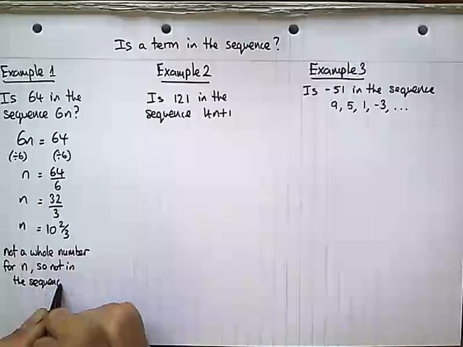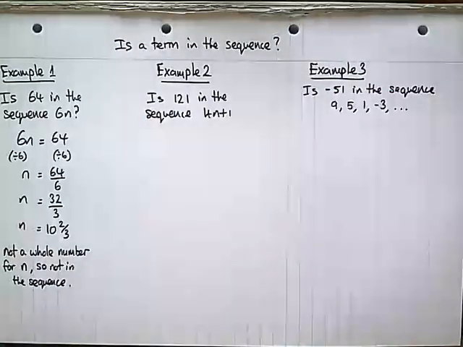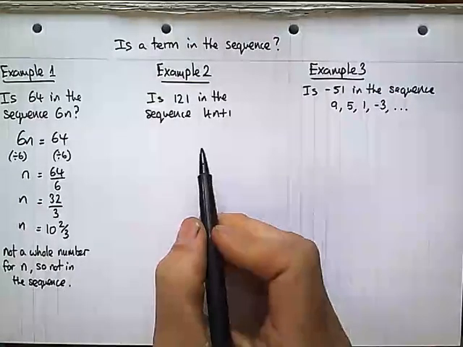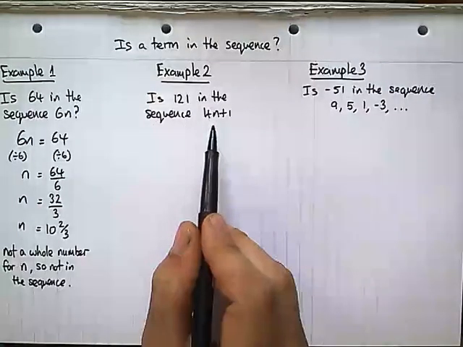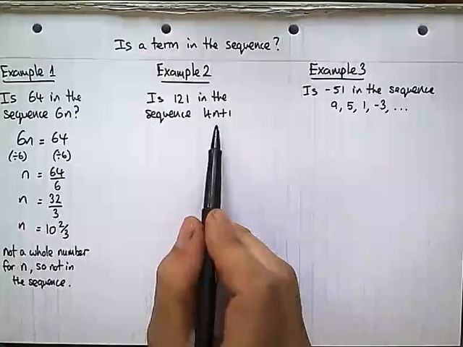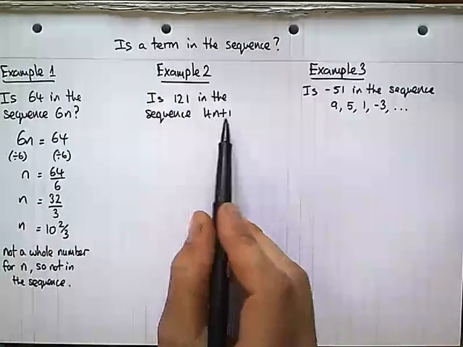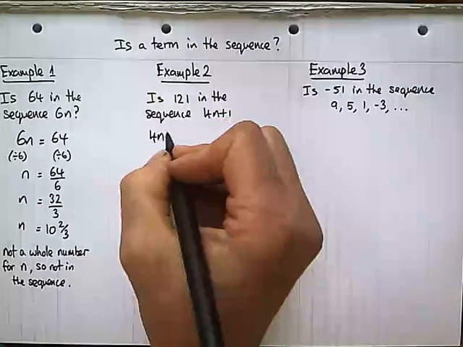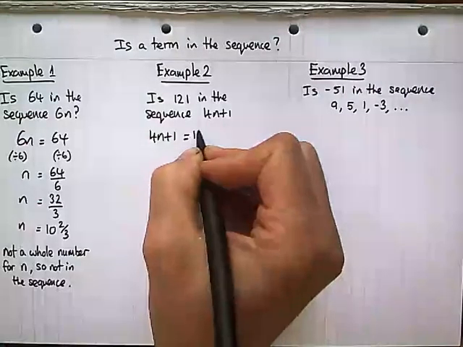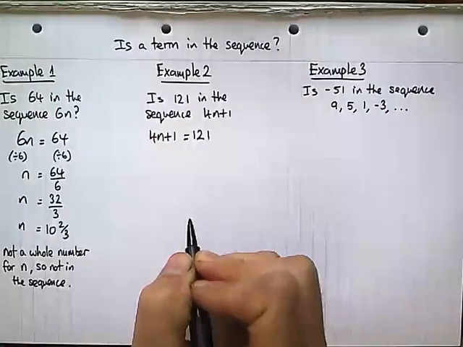If you figure out that the n value is a whole number, then it is in the sequence. Okay, so let's have a look at example 2. Is 121 in this sequence? So I'm going to say 4n plus 1 equals 121.